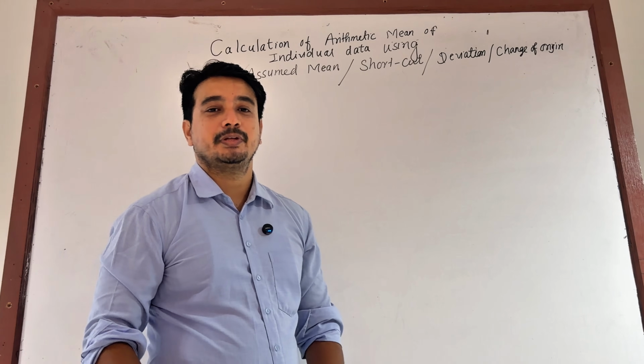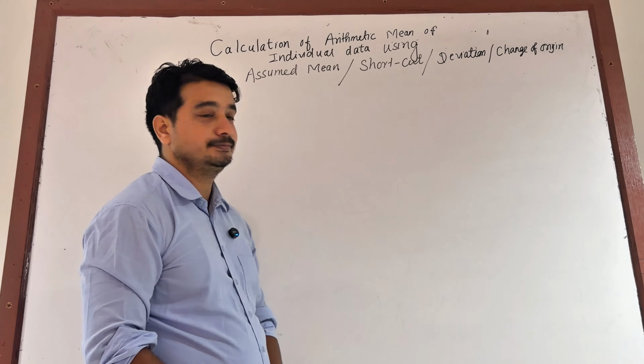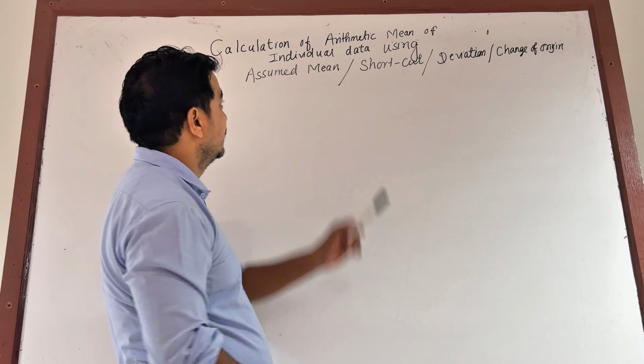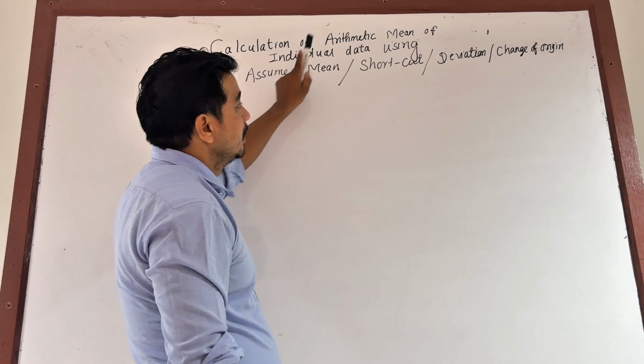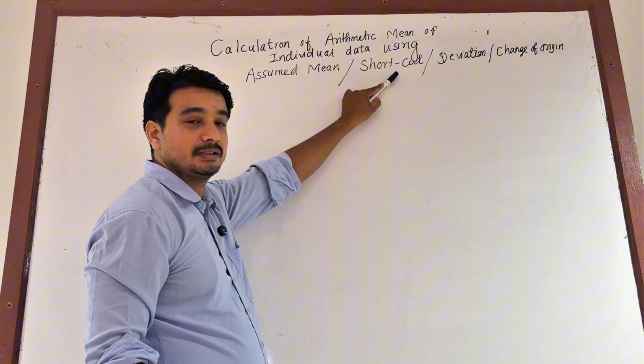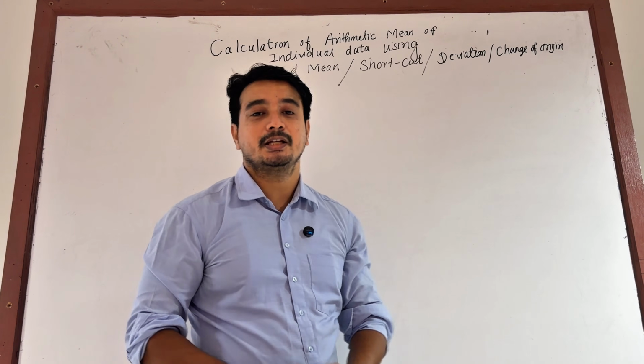Hello everyone. Today in this session we are going to learn how to calculate the arithmetic mean of individual data using the deviation method. It is also called the shortcut method, or the change of origin.